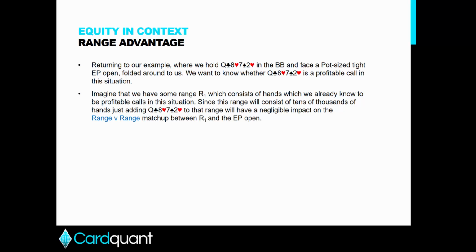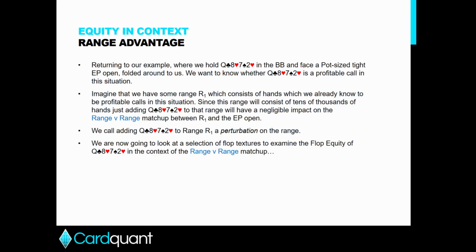So this range is going to consist of tens of thousands of hands for sure. It's a very large number of hands in PLO, 270,000. And so just adding Queen 8-7 deuce is not going to dilute that range with any significance at all. So you basically play the known range of hands that are already profitable plus Queen 8-7 deuce, which is going to have a negligible impact on the range versus range matchup between us and the under the gun open. So you call adding Queen 8-7 deuce here to that range a perturbation on the range.